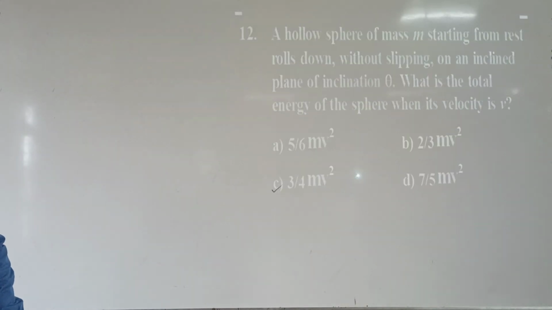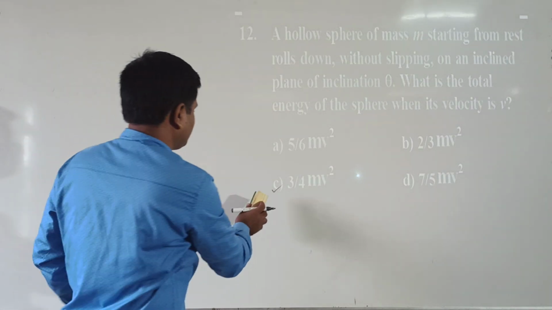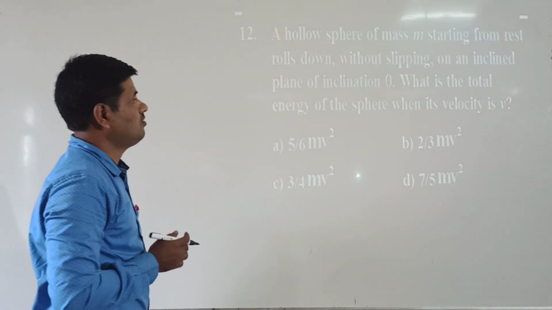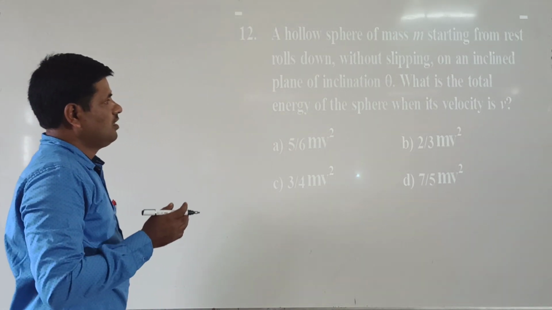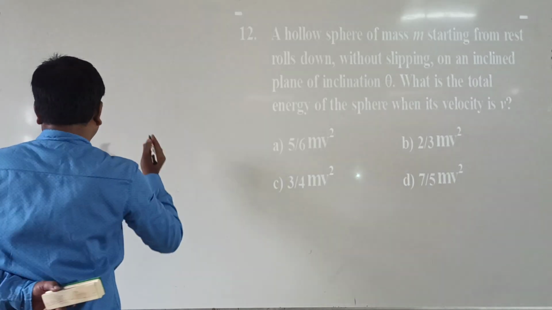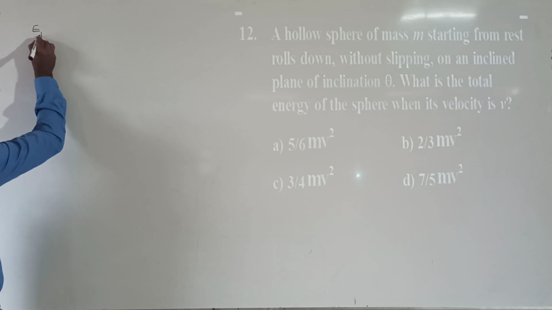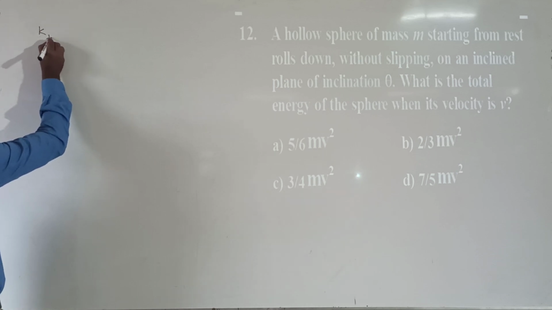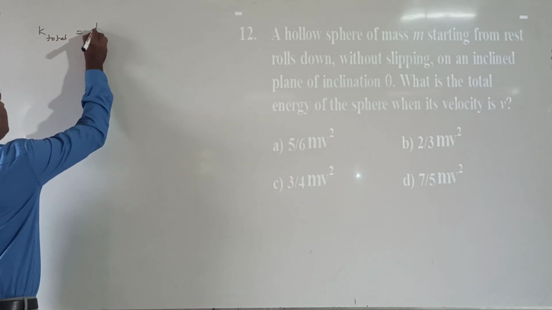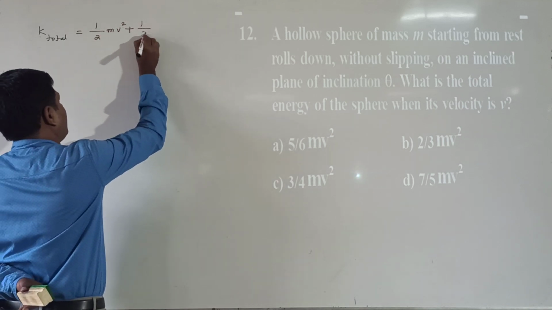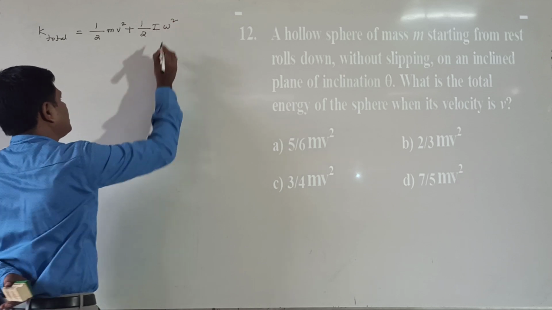Next we come to the 12th question. Here it is a rolling motion, it rolls down without slipping. In rolling motion, the total kinetic energy is asked in this question. The total kinetic energy can be written as K total equals half m v square, this is due to translational motion, plus half I omega square, this is due to rotational motion.